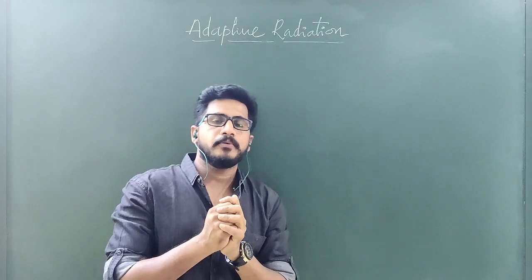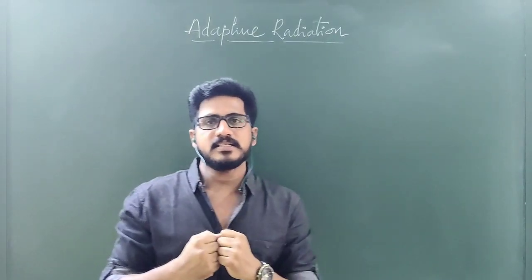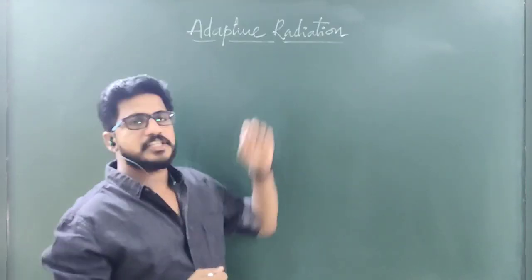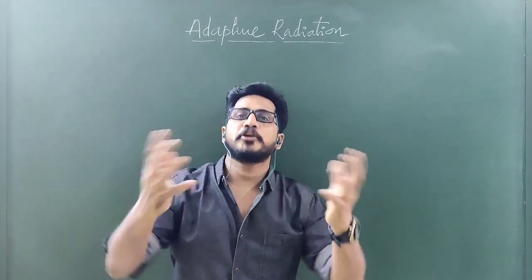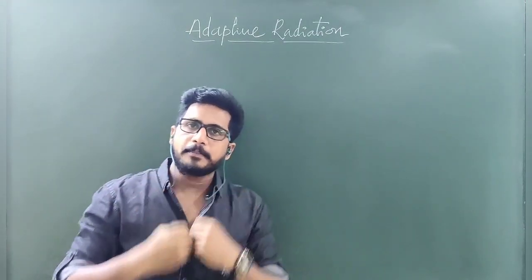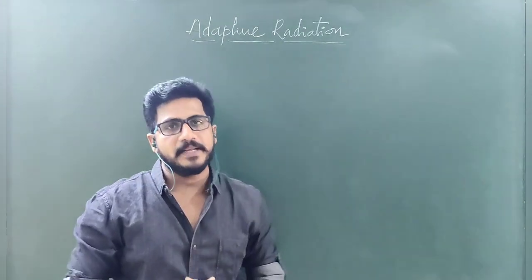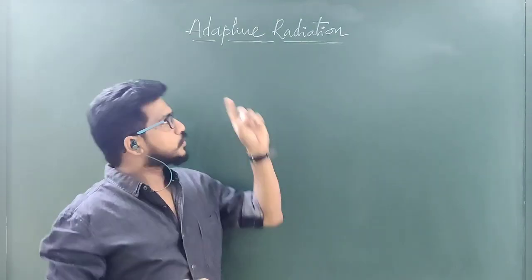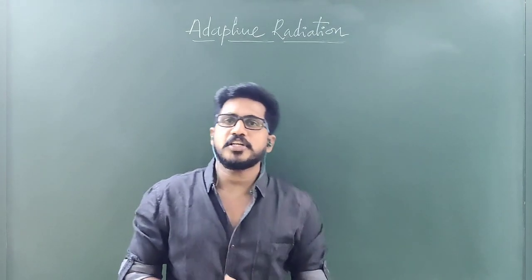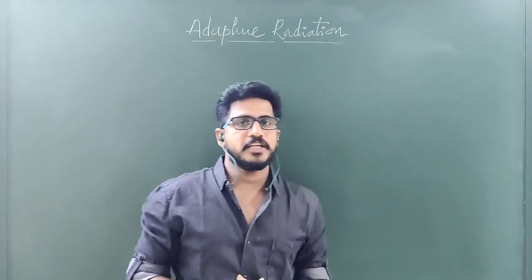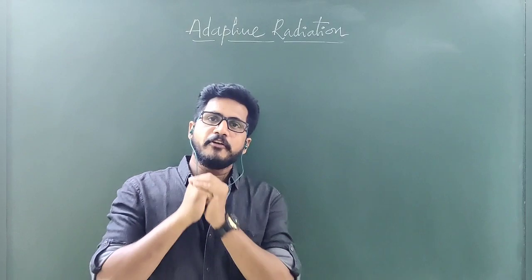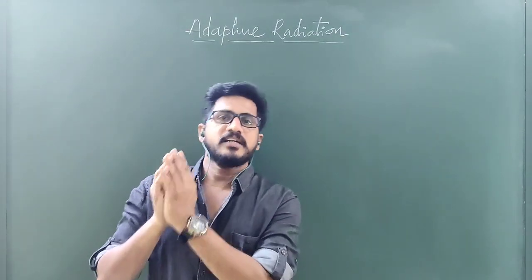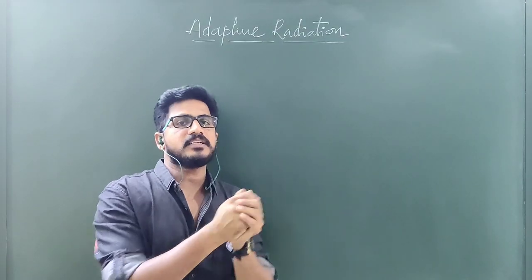First one is adaptive. Adaptive means acquiring characters according to the changes that occur in their circumstances. Radiation means nothing but distribution. So the characters they are adapted with are distributed to different places, and they may converge or they may diverge. So through adaptive radiation, divergent evolution is also happening and convergent evolution is also happening. In this class, you will be cleared on the differences between adaptive radiation with divergent evolution and adaptive radiation with convergent evolution.